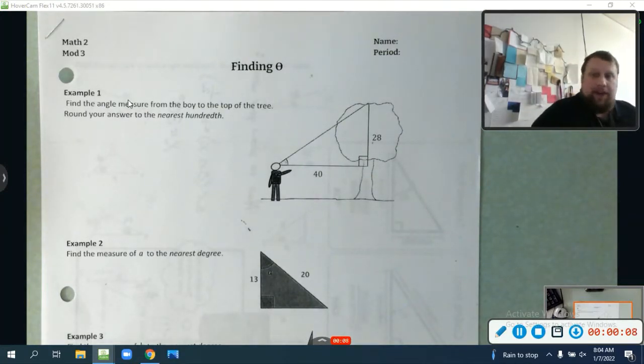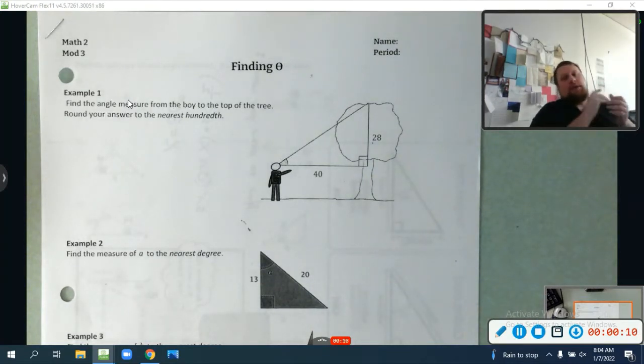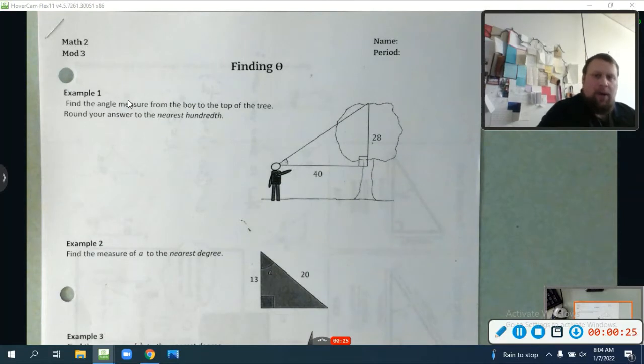Today is finding theta. What we've been doing is using our given angle, our theta, and sine, cosine, and tangent to find missing legs. Now we're going to go backwards with that. We're actually going to take our given legs and use them to find a missing angle. So how do we do that?